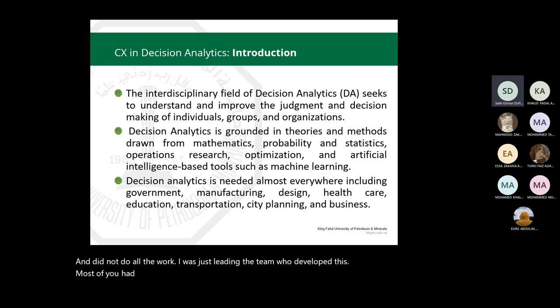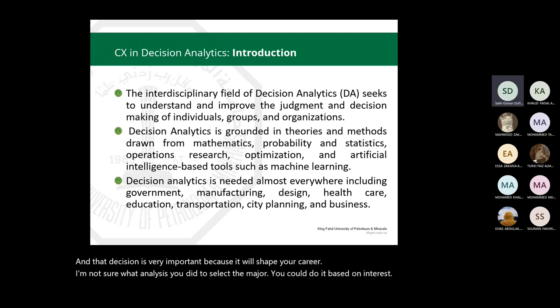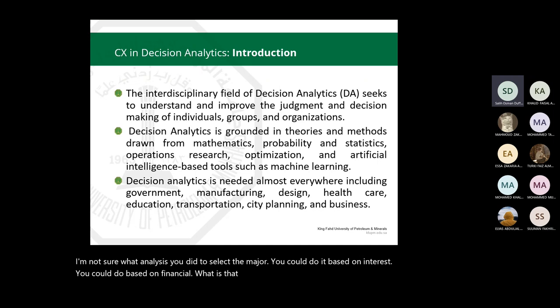Most of you have made a decision in your life. One simple example of a decision is the selection of the major where you are now. And that decision is very important because it will shape your career. I'm not sure what analysis you did to select the major. You could do it based on interest, based on financial return, or on the possibility of success in that decision. So these are many criteria. With every decision, there are many criteria to select the course of action.